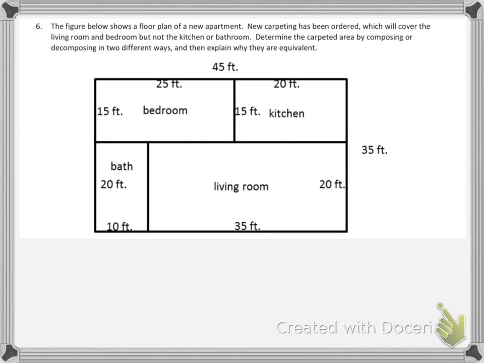Number 6. The figure below shows a floor plan of a new apartment. New carpeting has been ordered, which will cover the living room and the bedroom, not the kitchen and the bathroom. So the living room gets carpet. Living room carpet is here. That is a space that's 35 feet by 20 feet, and that's going to be 700. 35 times 20 is 700 square feet in the living room.